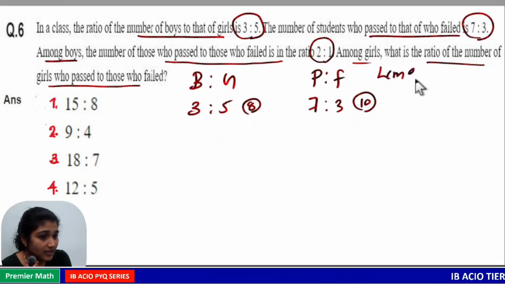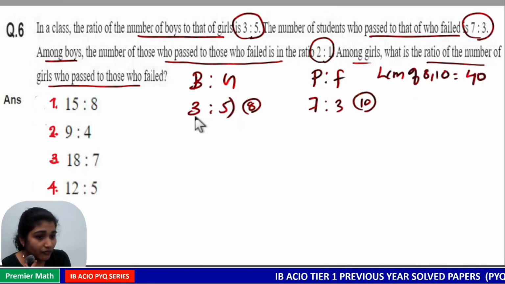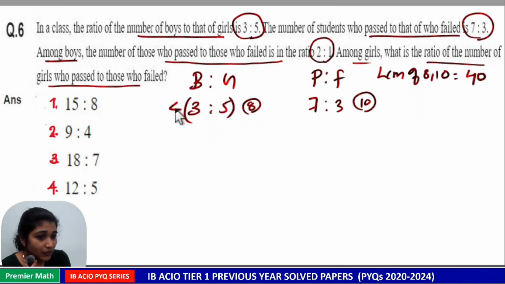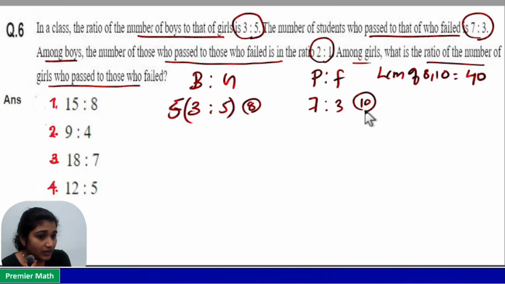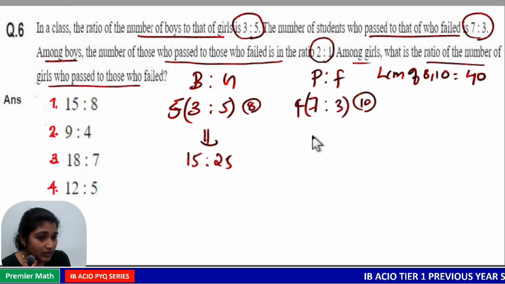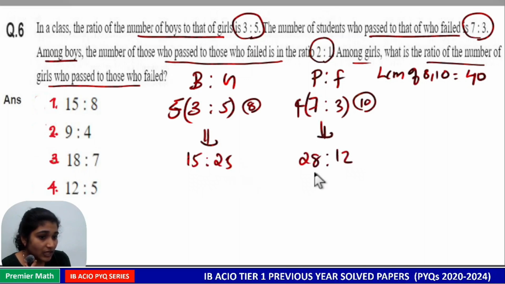So take the LCM of 8 and 10, which is equal to 40. Now multiply the first ratio: 8 goes 5 times in 40, so multiply it with 5. And 10 goes 4 times in 40, so multiply the second ratio with 4. Now the first ratio will become 15 is to 25. The second ratio will become 28 is to 12. That is, we equalize the number of students as 40 here.